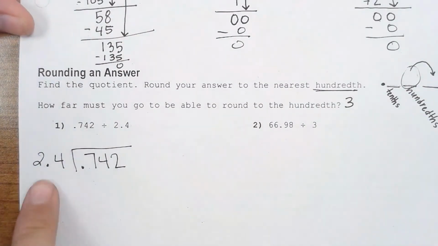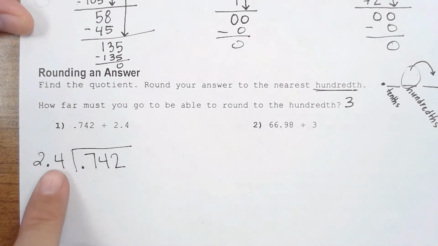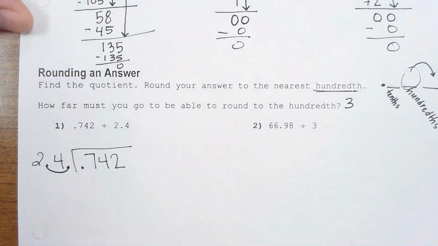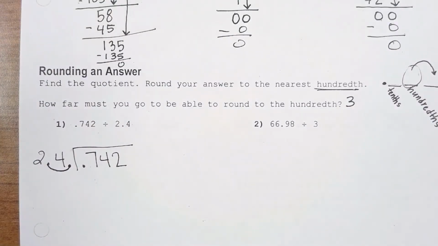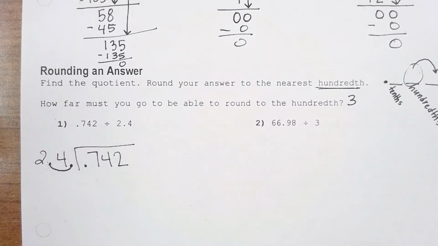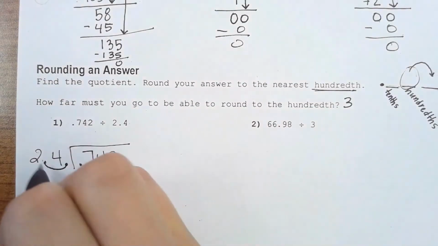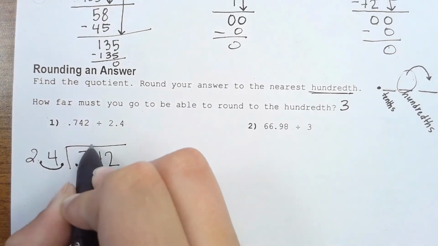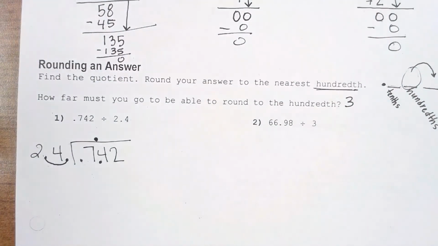Again, this number has to be a whole number. So if it's not a whole number, you need to move that decimal point all the way over to the right until it cannot be moved anymore. So how many times did we move it? We moved it once. So whatever you do to the outside, do it to the inside, and go ahead and shoot that decimal point up so you don't forget it in your answer.